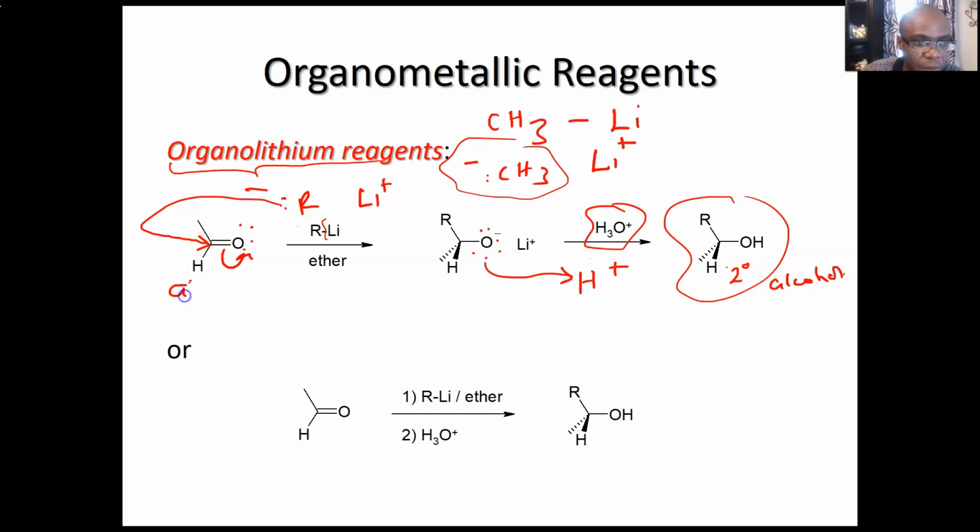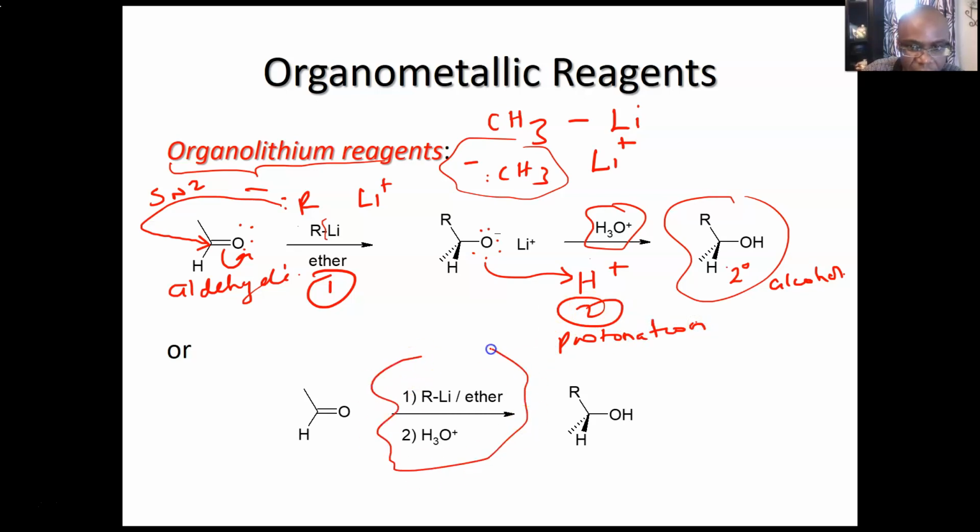Why? Because you started with an aldehyde. So again, step number 1 was the nucleophilic attack, which is the SN2 version. Step number 2 is protonation. These two can be written as one. So you end up with a secondary alcohol.